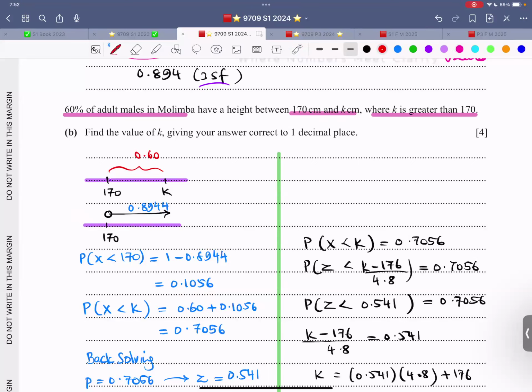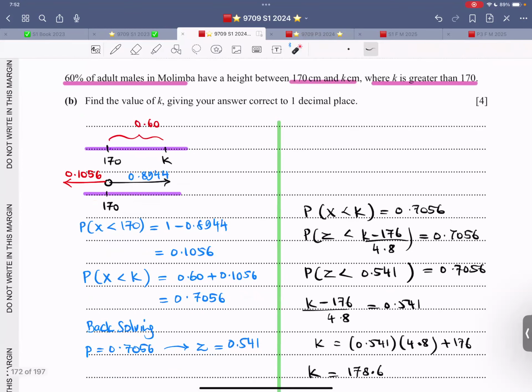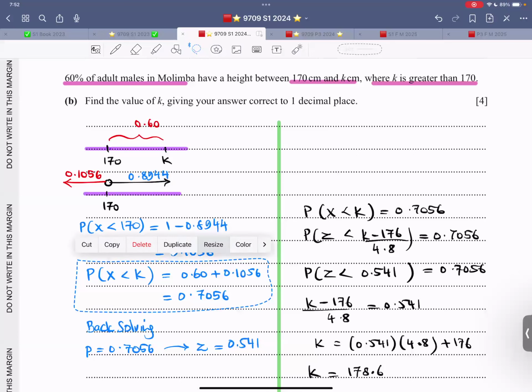So let me write over here. So therefore, lesser than this thing is how much? 0.1056. Now, if I join these two on a number line, so this is K, between these two is 60%, lesser than this is 10%. So therefore, lesser than K is how much? Lesser than K is 60% plus 0.1056. So let me highlight this thing over here. And let me change the color. This is the working that is done. Very simple working, provided you know how to use a number line.